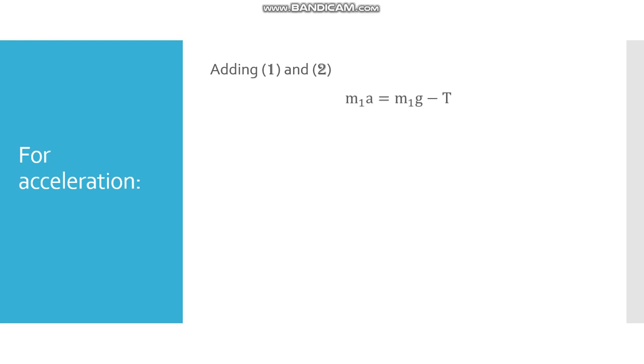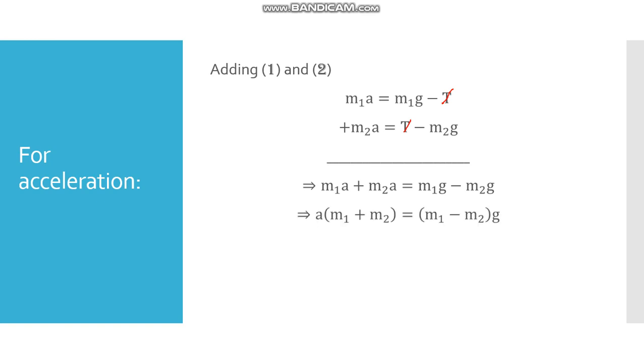The two equations that we have made will be used. For acceleration, we have to add equation number 1 and equation number 2. So this is equation 1 and this is equation 2. Simple maths, we will add the left hand side with the left hand side and the right hand side with the right hand side. On the left hand side, m1a plus m2a. We can't add it, we will just write both these values in a similar way. And here minus T will be cancelled by plus T. What remains is m1g minus m2g.